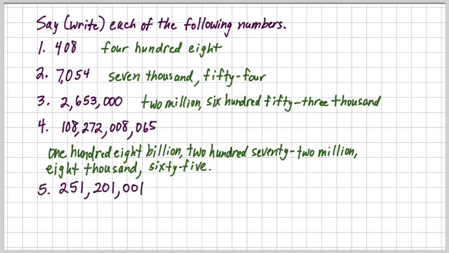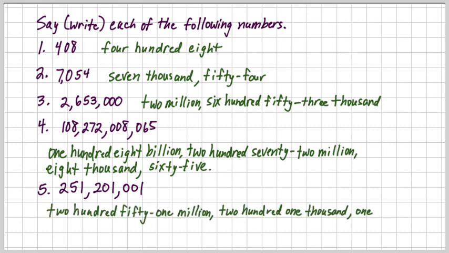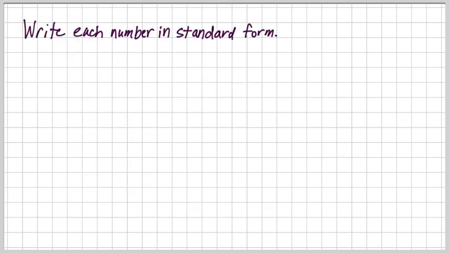All right, let's try one more of these. Oh wait, no, I guess there's two more. So go ahead and do that one. Think about how you would say that. All right, so you should have said 251,201,001.